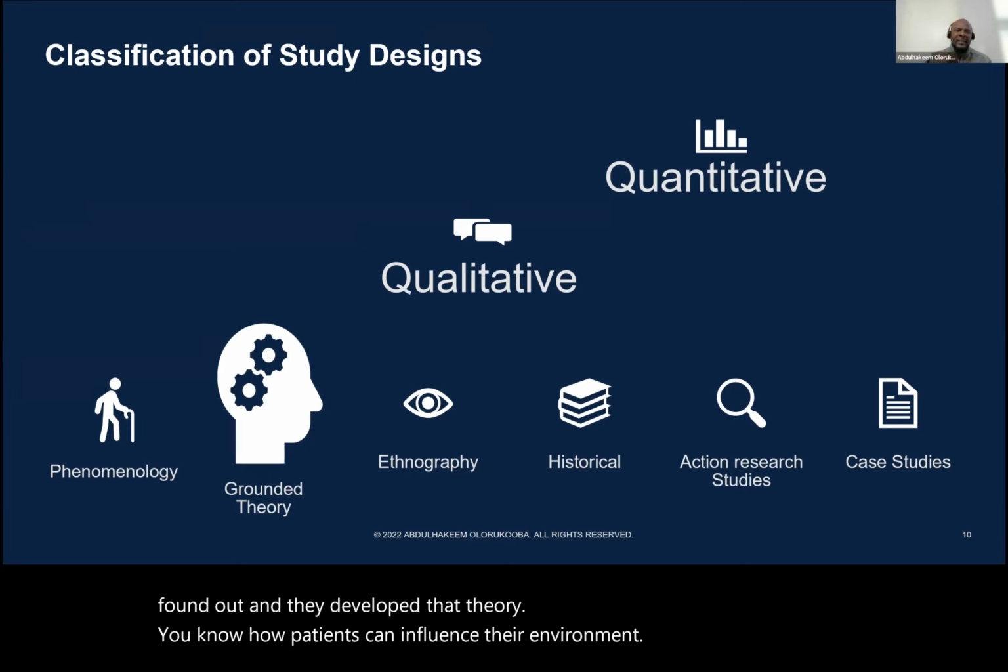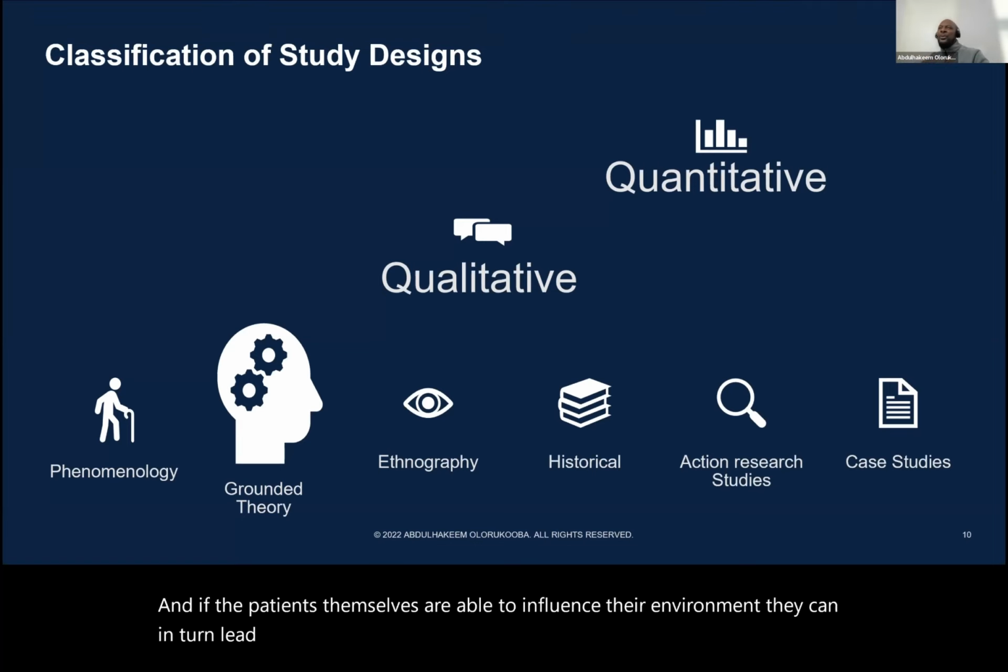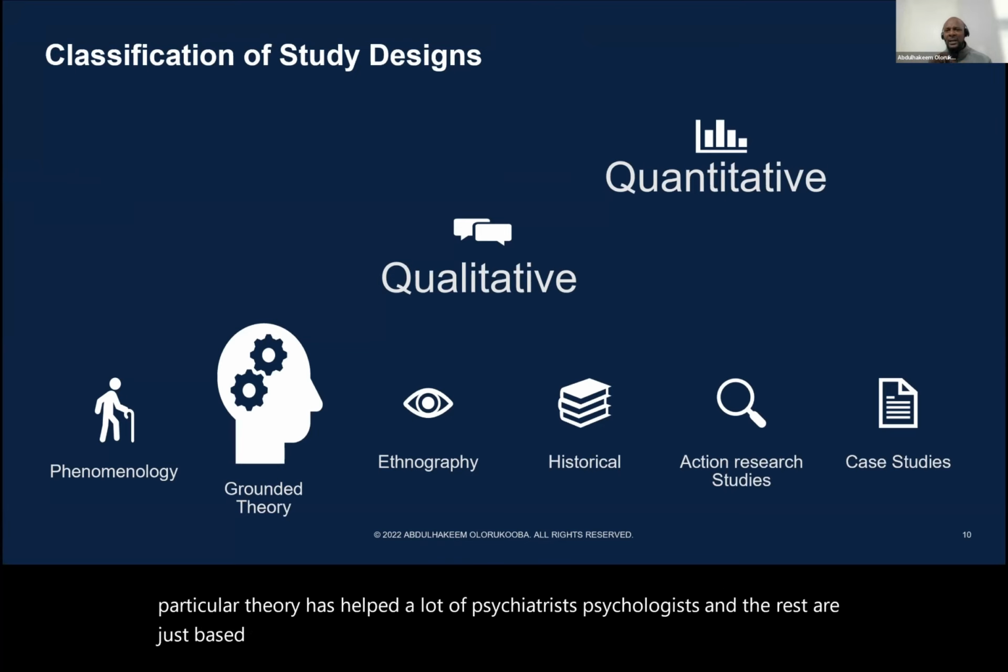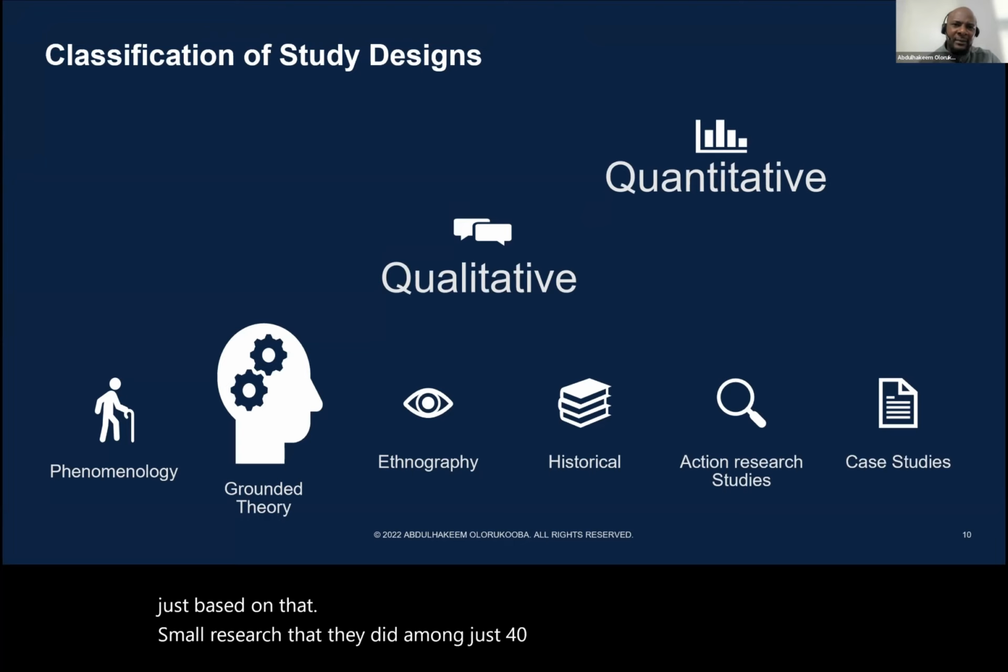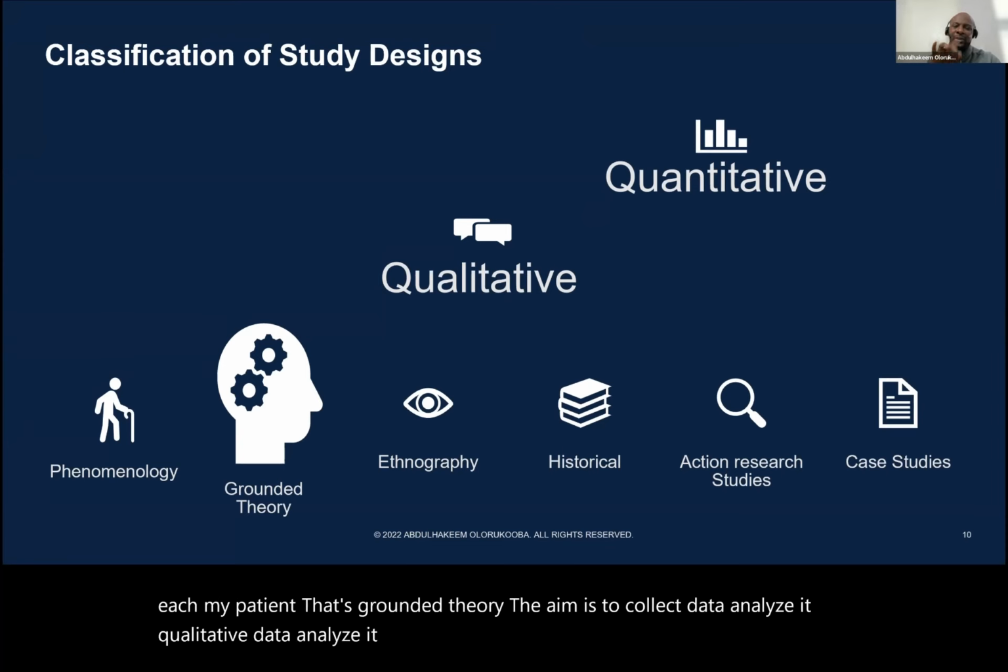And if the patients themselves are able to influence their environment, they can in turn lead to their own emotional comfort. And this particular theory has helped a lot of psychiatrists, psychologists, and the rest, and it is based on that small research that they did among just 40 patients, and they spent 75 hours each per patient. That's grounded theory. The aim is to collect qualitative data, analyze it, and develop a grounded theory about that data that has been collected. Okay.